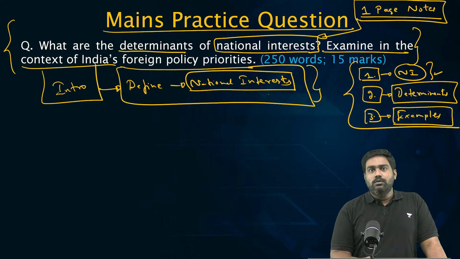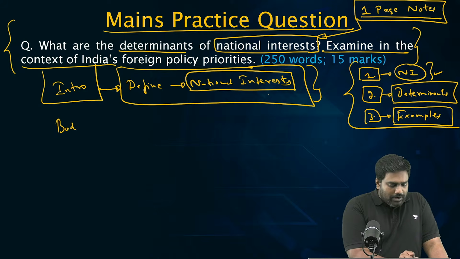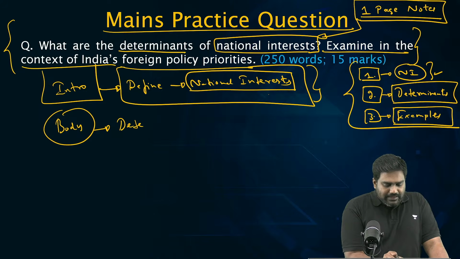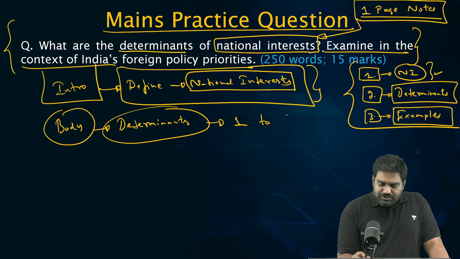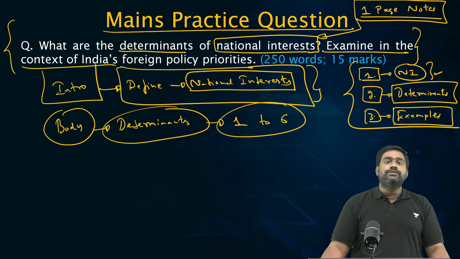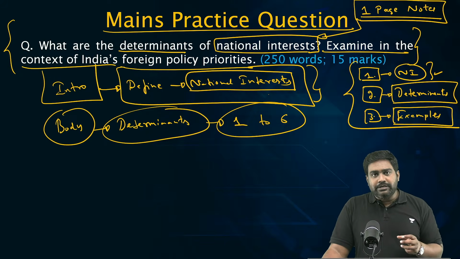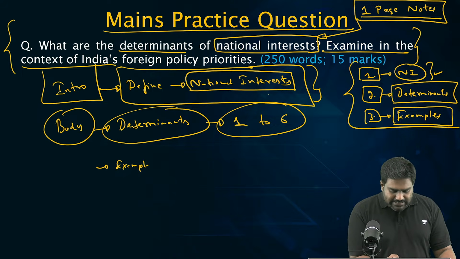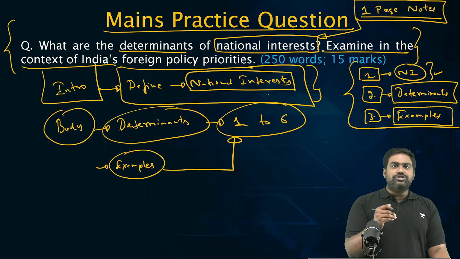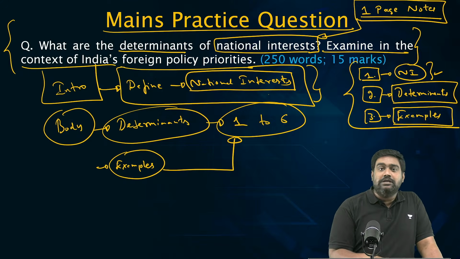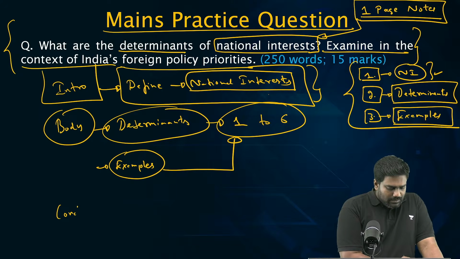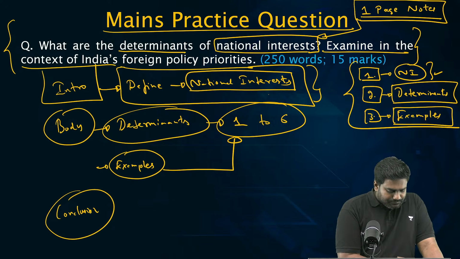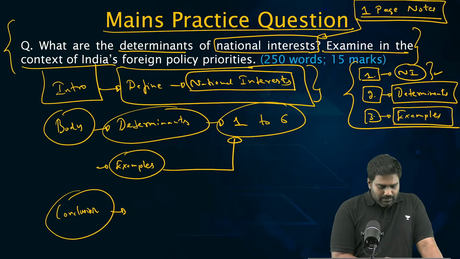So define the word national interest, and in the body, you can explain the determinants one by one. 1 to 6. We discussed a total of 6 determinants. So break it down into paragraphs or pointers and discuss each one of them and add sufficient examples to explain each determinant from the Indian context, from India's foreign policy priorities. Then conclude your answer. Conclusion should be that India will always look to protect, promote its national interest.